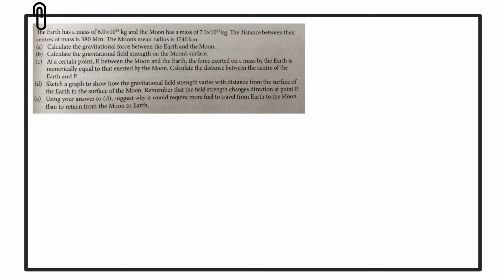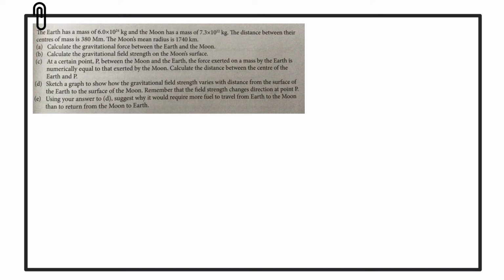Hi folks, here we're going to work through an example of a question relating to gravitational fields that includes determining the position of a neutral point. So the question reads, the Earth has a mass of 6 by 10 to the power of 24 kilograms and the Moon has a mass of 7.3 by 10 to the 22 kilograms. The distance between their centres of mass is 380 megameters. The Moon's mean radius is 1,740 kilometers.